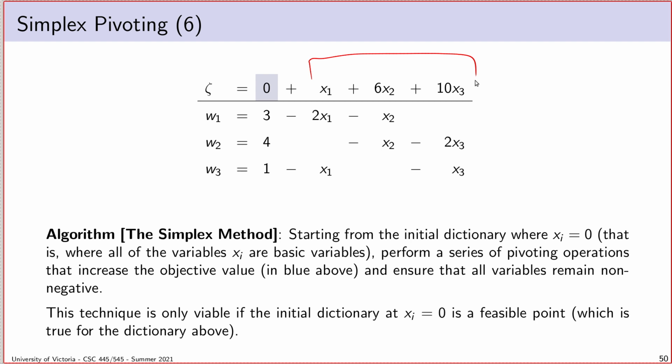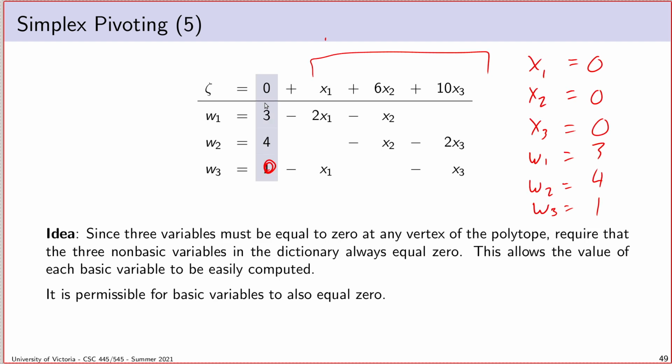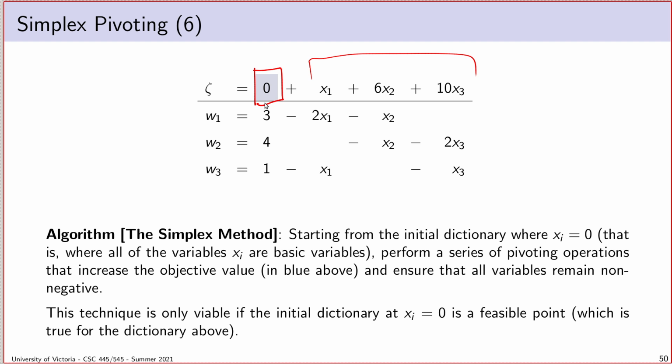So the simplex method is starting from a dictionary which is feasible, that corresponds to a real feasible point in the linear program, and performing a set of pivoting operations to increase this number. And the reason we want to increase this number is if we take a look at some dictionary, actually, I guess we can just look at this one.